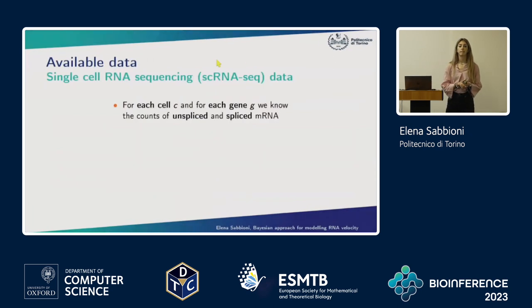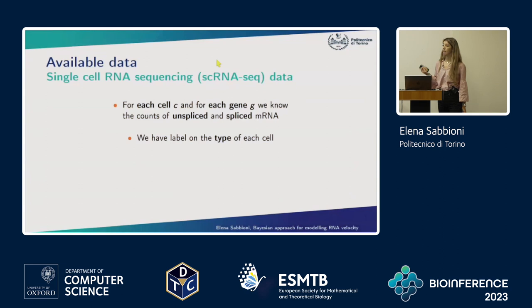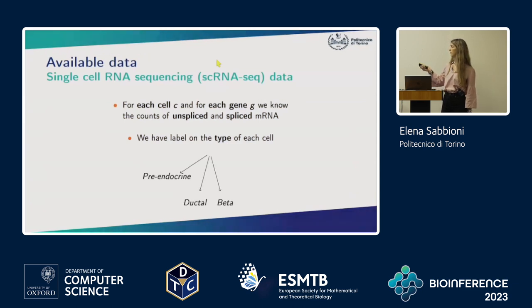So the data that are used in the RNA velocity framework are generally single-cell RNA sequencing data. This technique gives us, for each cell and for each gene, the counts of both unspliced and spliced mRNA. So in this work, we are going to work with these two matrices, with the unspliced counts that will be denoted like that, and with the spliced counts. Additionally, for each cell, we have some labels that tell us the type of each cell. For example, in the plot I've shown you before, we have proendocrine, ductal, beta cells, and so on. And we'll use these labels later.